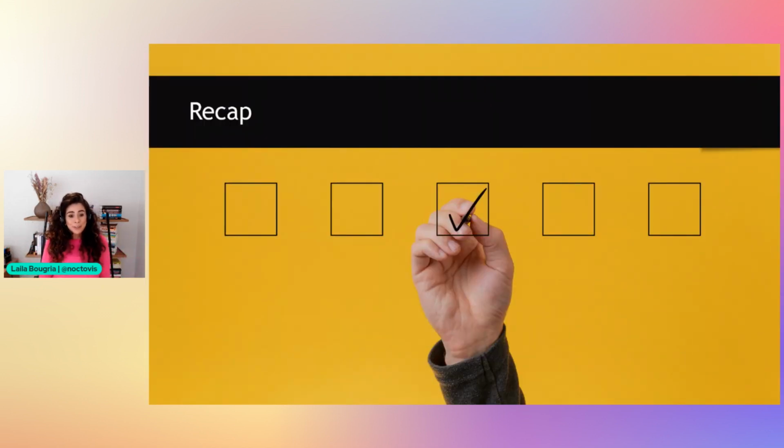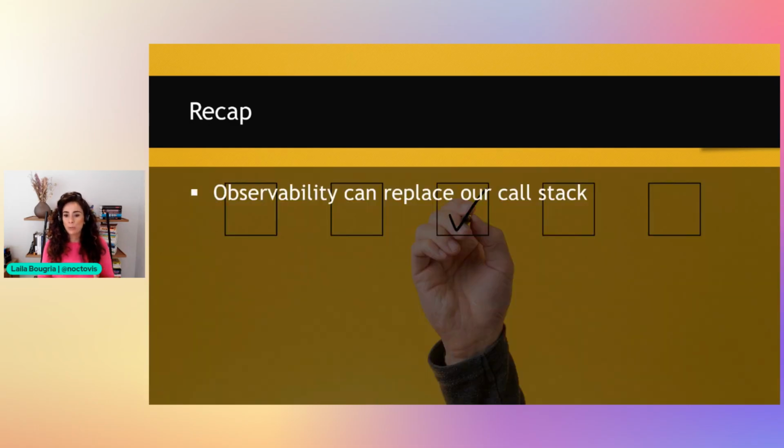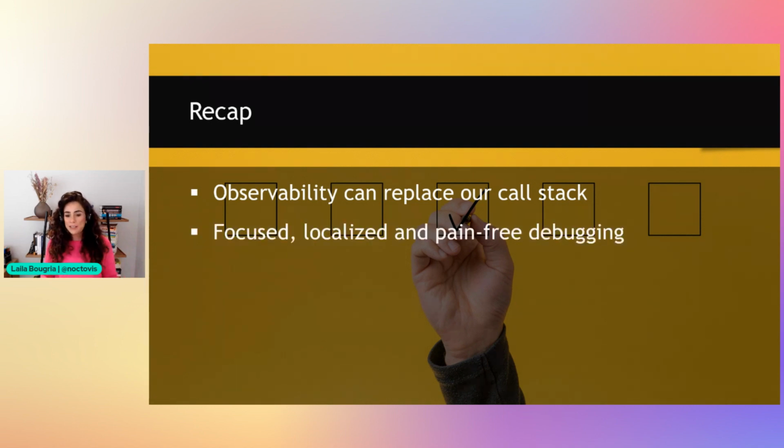And that brings me to the end. I hope I have poked your brains to look into observability a bit more in the OpenTelemetry project. I like to think of observability as a way to replace the call stack that we gave up when we started building distributed systems. And instead of having those horrible horror stories of debugging problems, we can replace this with observability and then still do some focused, localized, and hopefully pain-free debugging, right?